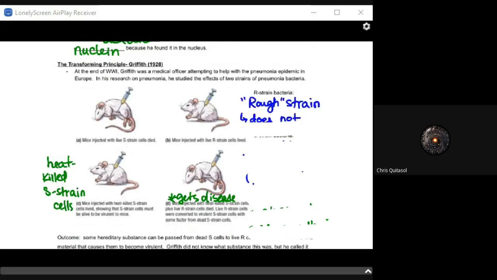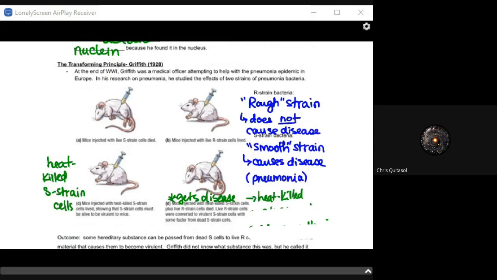The R strain was the rough strain, and it did not cause disease within the mice. The strain of pneumonia, the R strain or rough strain, did not cause the disease and lead to death in the mice that they tested it on. However, the S strain, or the smooth strain, did in fact cause that disease, and it did lead to death. He also tested mice injected with a heat-killed S strain, and they lived. So the S strain that was heated up did not kill the mice.